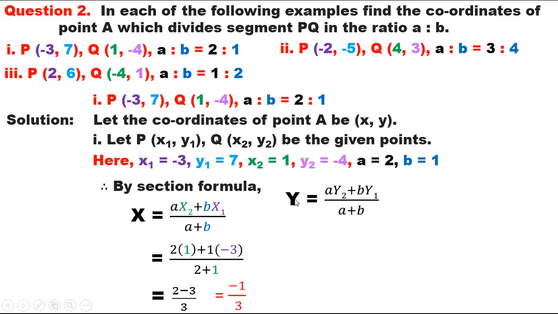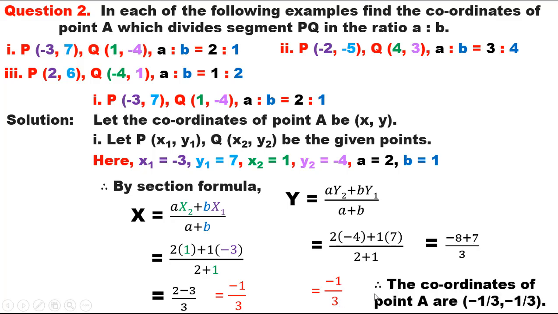And the y coordinate of the point A is equal to a y2 plus b y1 divided by a plus b. That is, 2 into -4 plus 1 into 7 divided by 2 plus 1 is equal to -8 plus 7 divided by 3, -1 upon 3. The coordinates of the point A are (-1 upon 3, -1 upon 3).